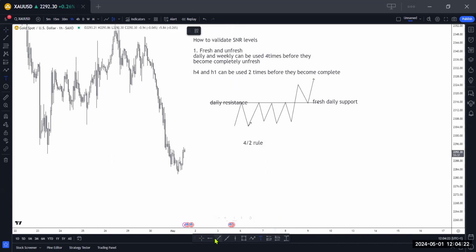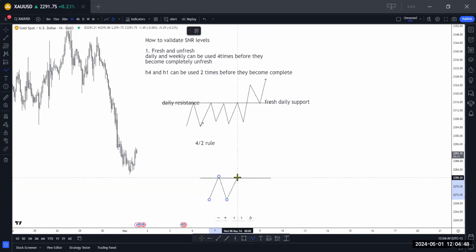When an SNR level is unfresh, that means the daily has been used 4 times. If the daily has been used 3 times, that daily level is still fresh, but it is not as fresh as a resistance level that has never been used before. Okay, let me give you an example.